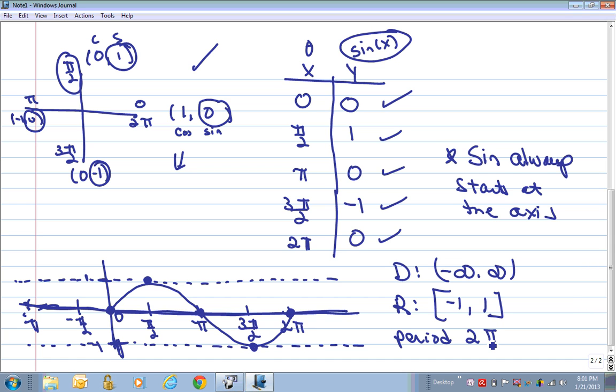The other thing I want to talk about is the distance from the axis to the top of the curve and the distance from the axis to the bottom part of the curve. That distance is called amplitude.